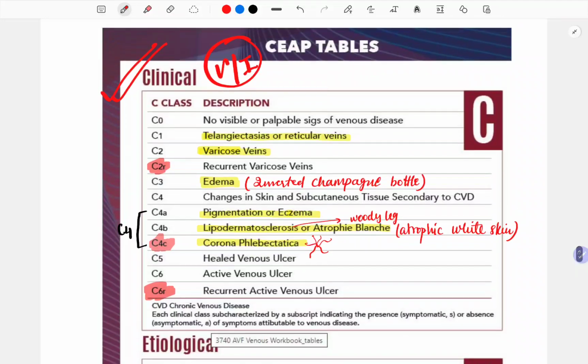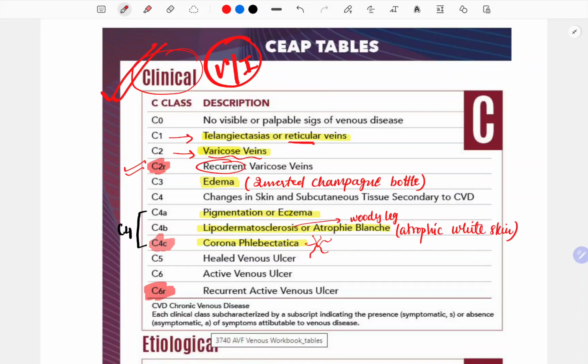See, I'll just explain you the CEAP table, specifically the C class, that is the clinical class. See, C1 is telangiectasia or the reticular vein, that is small veins. C2 is varicose vein. Now, new one added is C2r, which is recurrent. C3 is edema. Edema represents as inverted champagne bottle appearance. C4 there are skin and subcutaneous changes, like C4a is pigmentation or eczema. C4b is lipodermatosclerosis or atrophie blanche. Lipodermatosclerosis is woody leg and atrophie blanche is white skin.